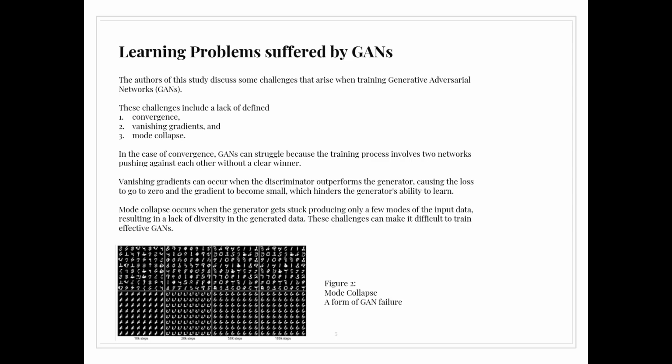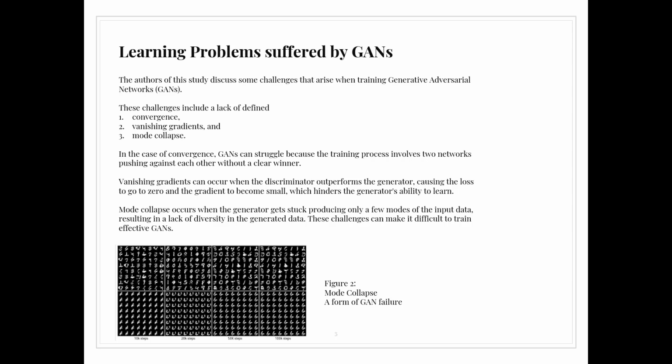Vanishing gradients is a common problem in deep learning in general. Vanishing gradients can occur when the discriminator outperforms the generator, causing the loss to go to 0 and the gradient to become small, which hinders the generator's ability to learn. Mode collapse occurs when the generator only produces a handful of outputs instead of covering the diversity of the entire dataset. These challenges can make it difficult to train effective GANs.